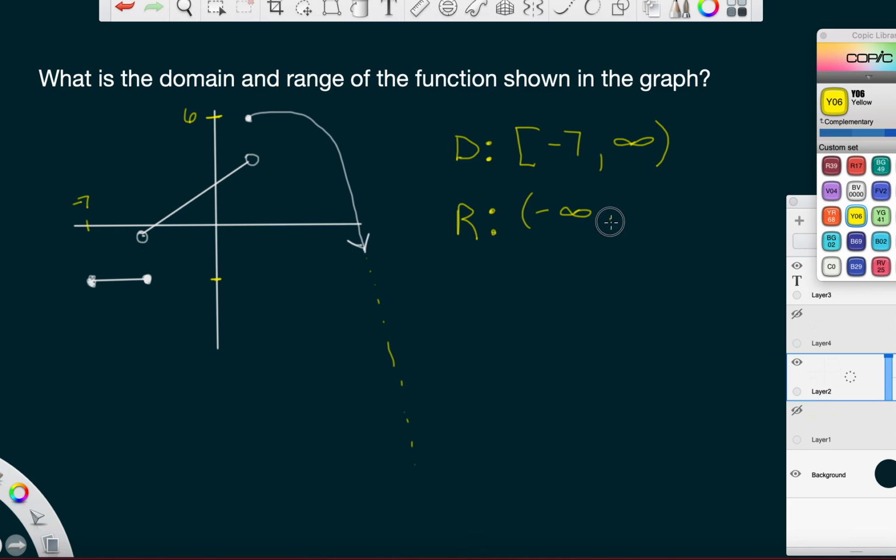And then as we sweep upward, where do we see the last bit, the last part of the function? And it stops at 6. Is it a closed circle or an open circle up here? Again, it's a closed circle. So we're going to put a bracket around the 6. And we did this in class, but this is me reminding you. And it's so similar on the test itself. Okay?